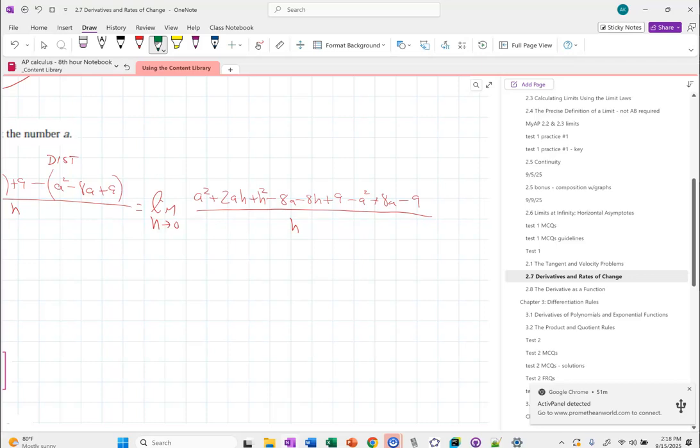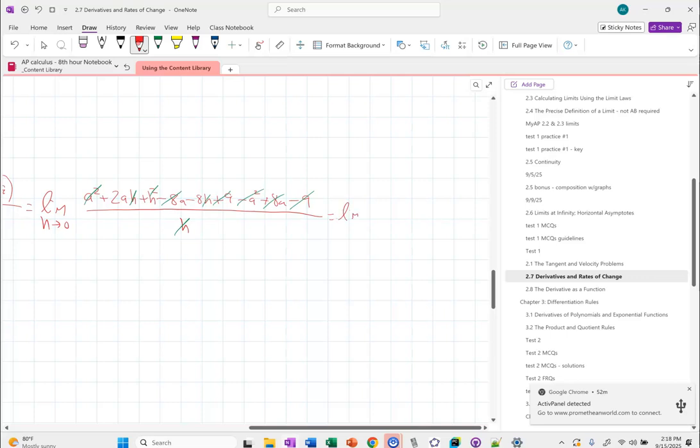And yuckarooskies, Mr. Kulik, this is getting pretty gross. Well, here's where the good stuff starts happening. Let's look. I have a positive a squared and a negative a squared. Boop. I have a negative 8a and a positive 8a. Boop. I have a positive 9 and a negative 9. Boop. Look at the stuff that's left. You notice that it all has something in common? They all have h's. Guess what I can do? Reduce those h's.